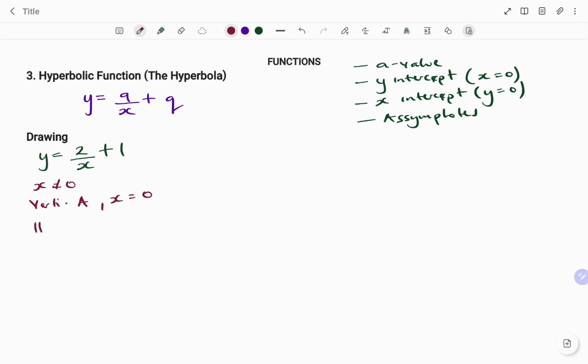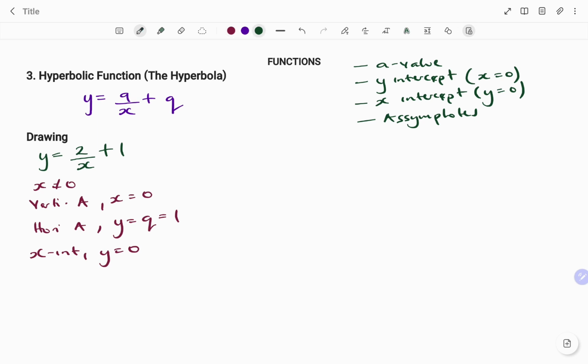Then we move to our horizontal asymptote, where the value of y will be equal to q, and q in this case is equal to positive 1. Then we have the y-intercept. Because we can't have x equal to 0, we don't have a y-intercept. But we have an x-intercept, so at the x-intercept, the value of y equals 0.